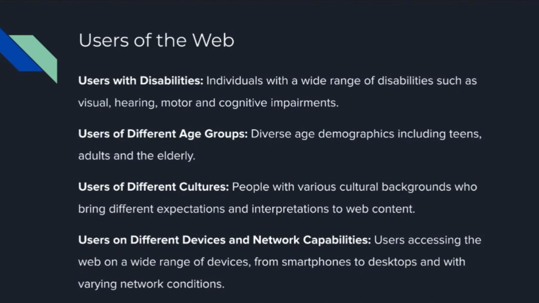So I broke down users into 4 groups. There's definitely more than this, but I wanted us to discuss this so that you can begin to see how the web has a diverse set of people. Number 1, we have users with disabilities. These are individuals with a wide range of disabilities, such as visual, hearing, motor, and cognitive impairments.